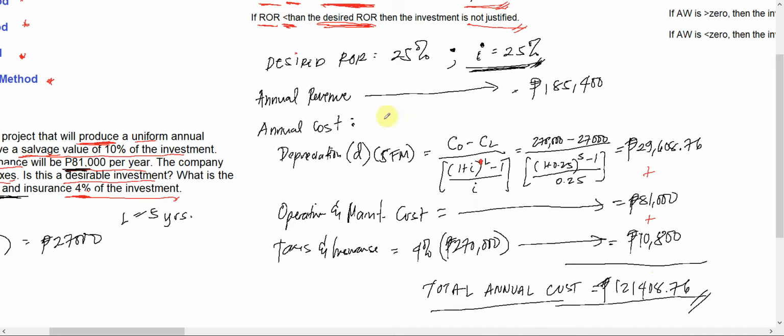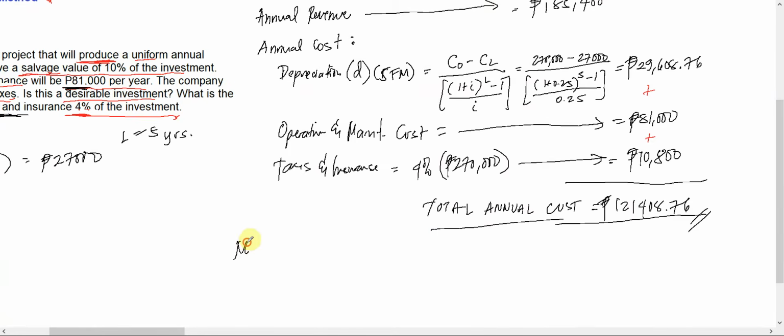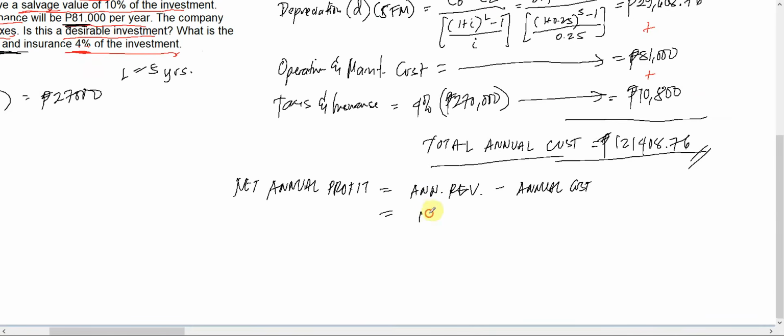Okay? Then, ang formula ni rate of return, so that is net annual profit over capital invested. Again, capital invested, wala tayong problem, 270,000. So, net annual profit is equal to the annual revenue minus the annual cost. So that would give us 185,400 minus 121,408.76.